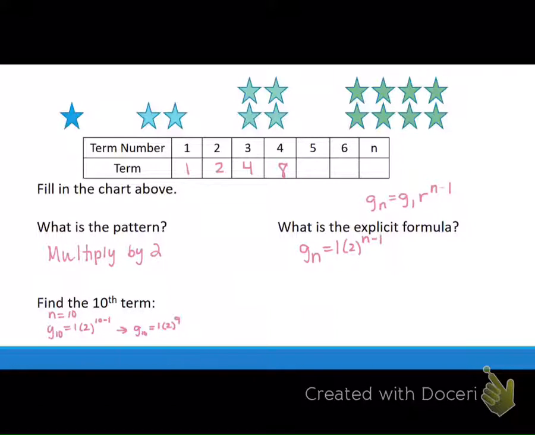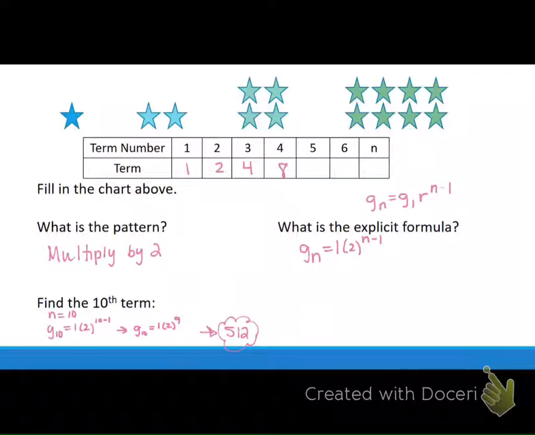Okay, so what did you get, Grace, when you substituted in 10 and you raised 2 to the 9th power? Did anybody else get 512? I did. So do you guys see how much easier it is to use the explicit formula than the recursive formula? The explicit formula you can just sub in. The recursive you have to keep finding the previous term, which is difficult.